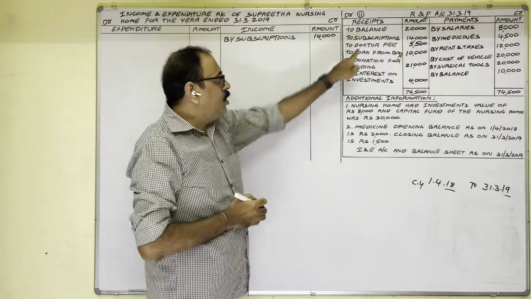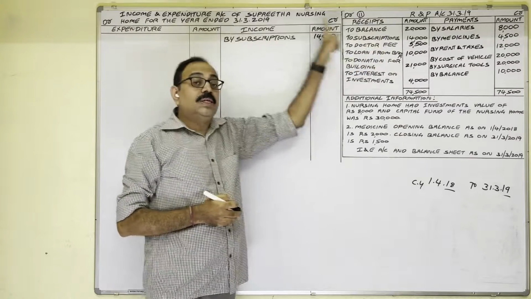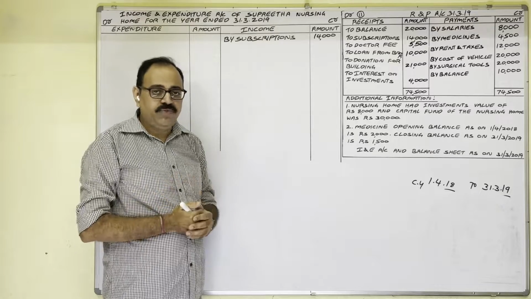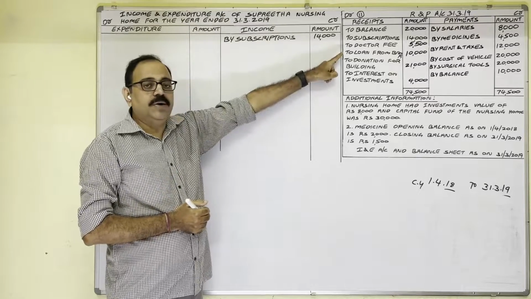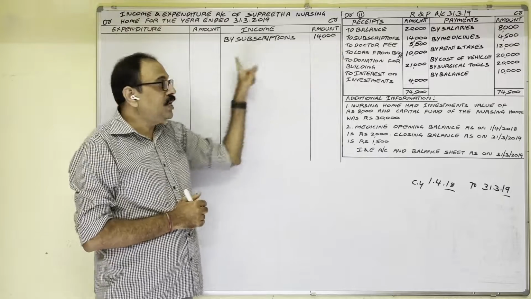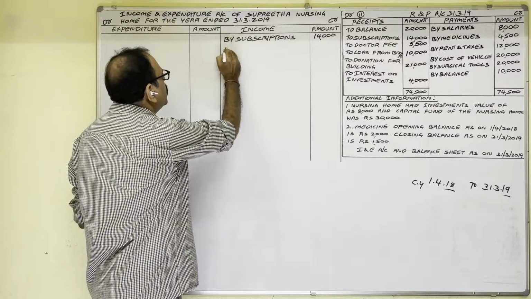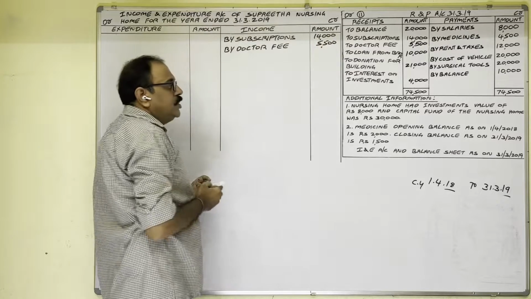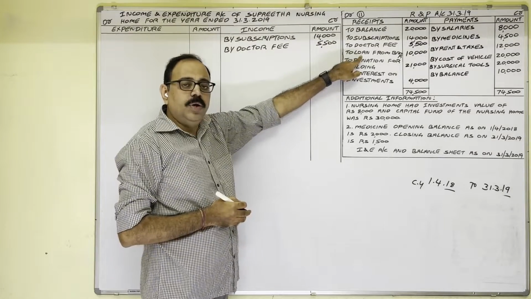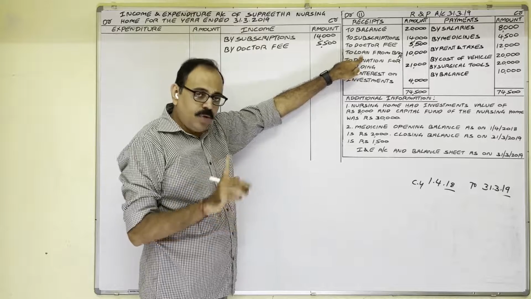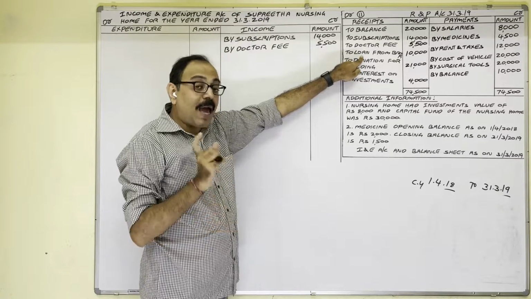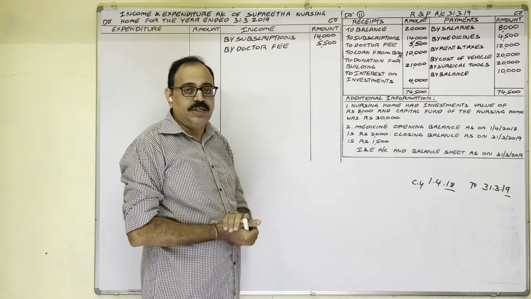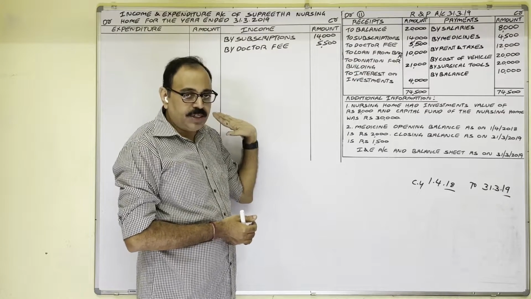Next, doctor fee. This is a nursing home, so regularly they give treatment and regularly they receive fees. So this is regular income, meaning revenue income. On the credit side we have to show it: by doctor fee. No adjustment. Amount in the outer column. Next, loan from bank. Do they take a loan regularly? No. It is a rare income, meaning capital income. We show capital incomes under the liability side of the balance sheet, so don't show it in the income and expenditure account.